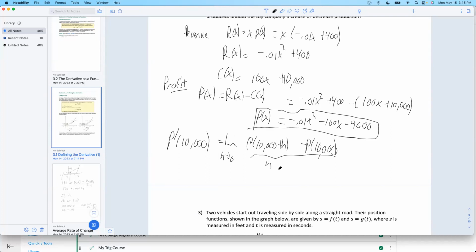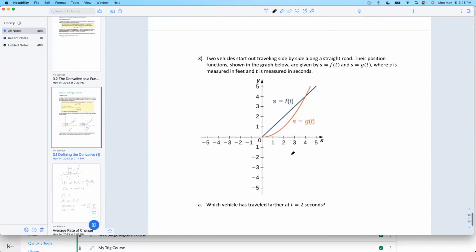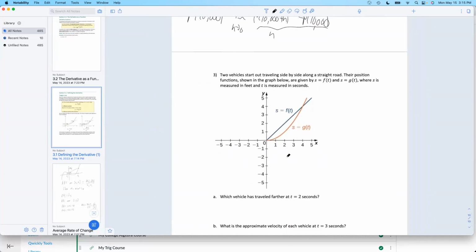And I'm not going to go through the whole problem here. I just wanted to get this set up. We'll do some more examples like this later. I do want to do this problem. I like this problem a lot. Hint, hint.